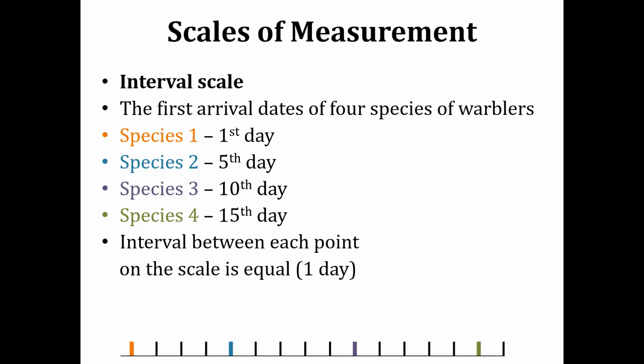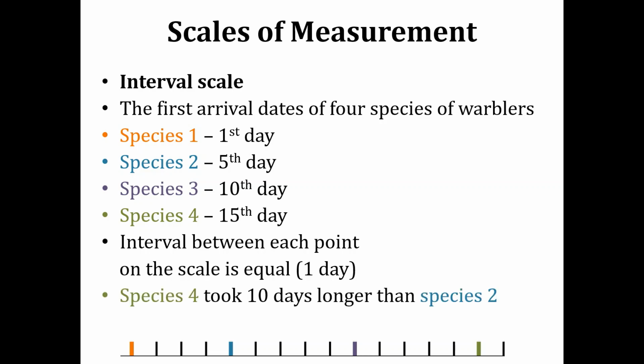So we have a scale, and we can find out what our observation is going to be for a specific item, for a specific unit in the statistical population. So here we have these species, and we can actually measure the distance between these different categories, between these different species. Like we can say that species 4 took 10 days longer than species 2, right? So species 4 first arrived on the 15th day, and species 2 first arrived on the 5th day. So we can say that species 4 arrived 10 days later than species 2.